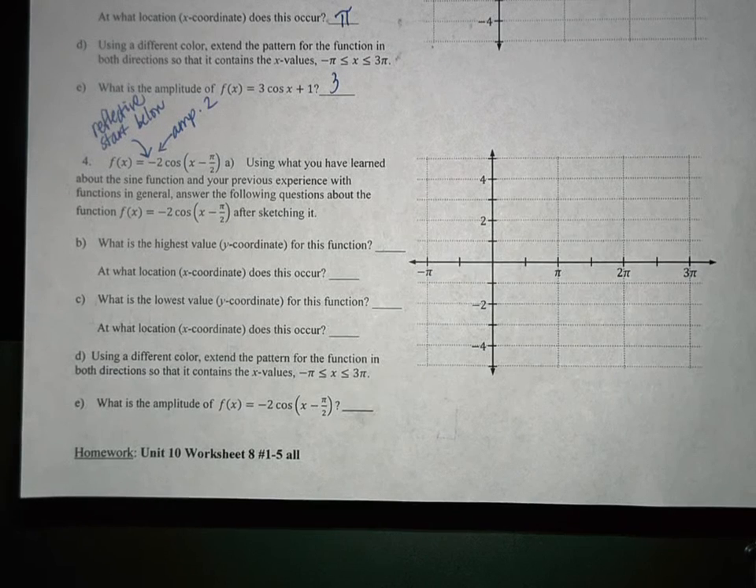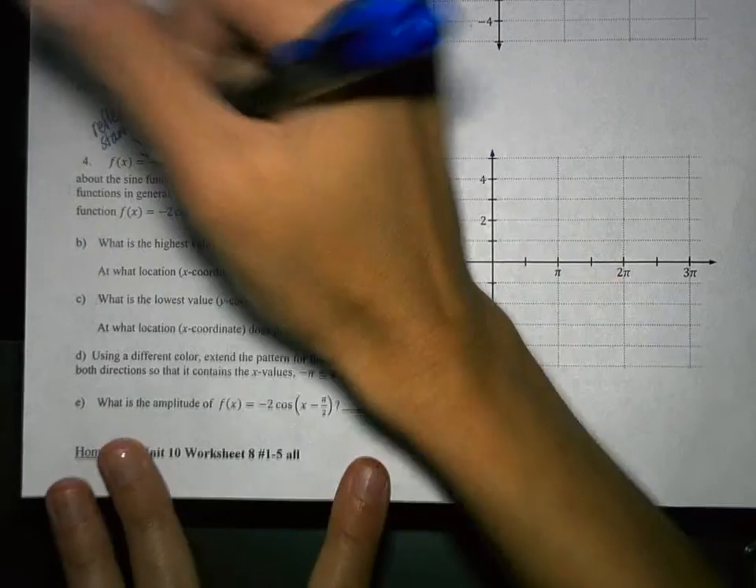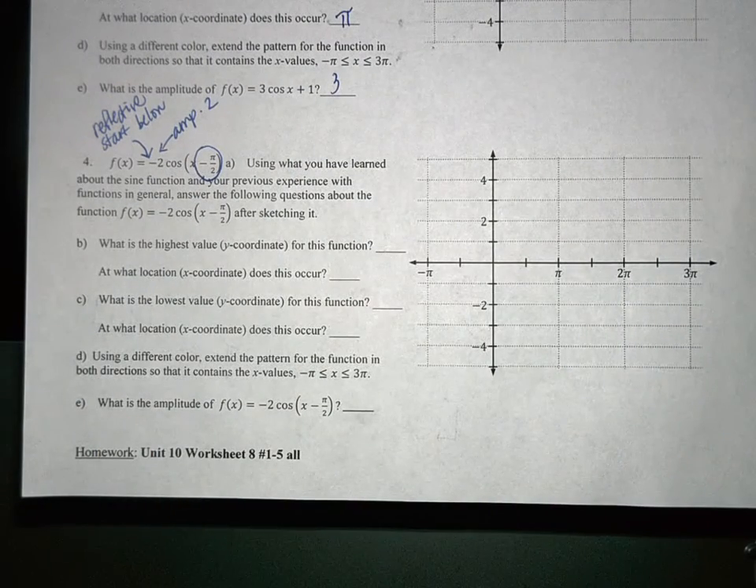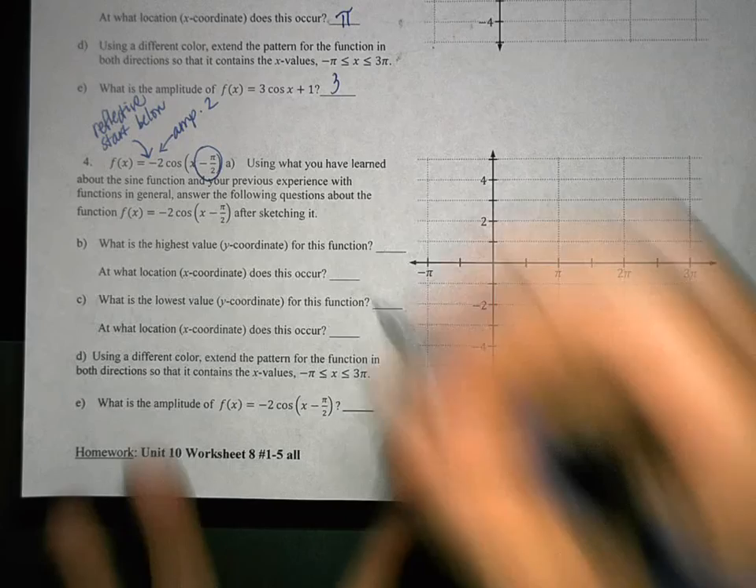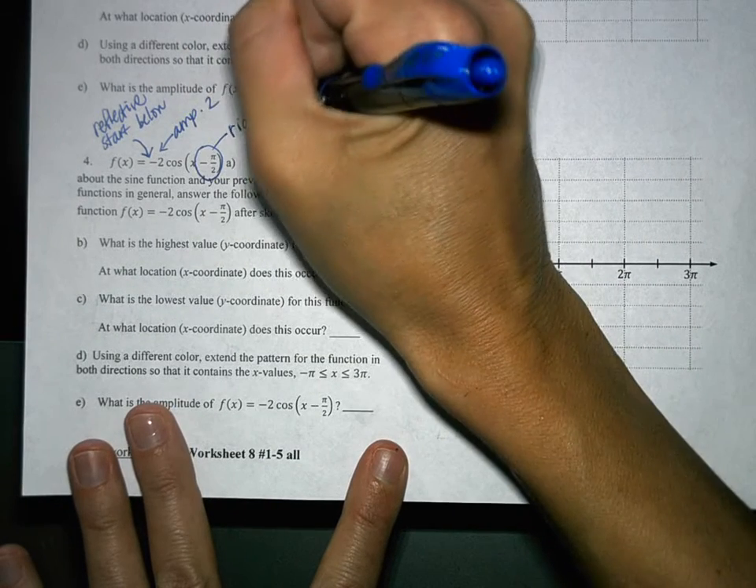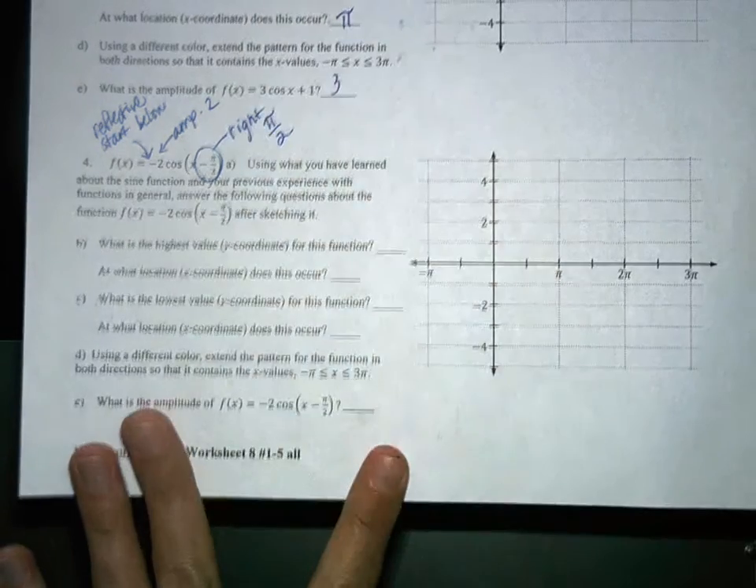Anything that's in parentheses, what do we do? Right or left. And so in this case, because anything that's in parentheses becomes the opposite, I'm going to end up going what? Good. Right pi over 2. Okay, any questions about that?